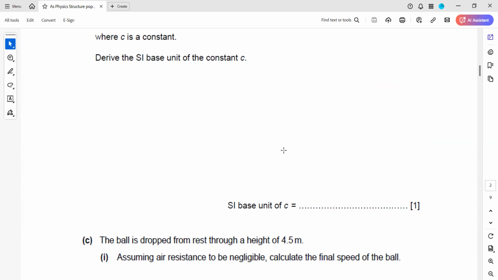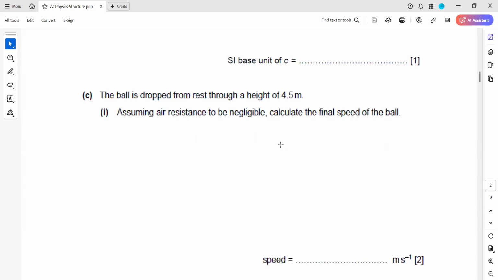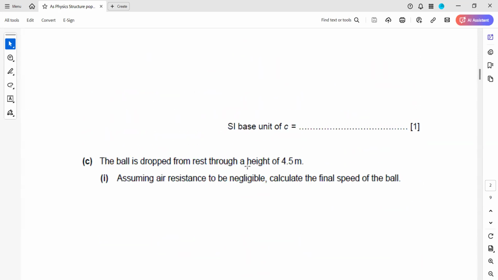A ball is dropped from rest. Assume that the air resistance is negligible. What is the final speed? No, not really height, because this object is dropped. So height you should not take as negative.